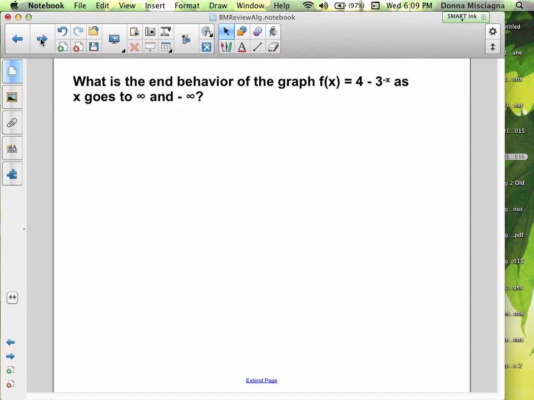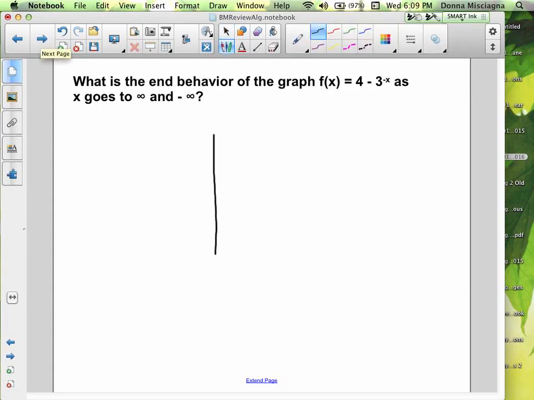All right, so what's the end behavior of the graph f of x equals 4 minus 3 to the negative x as x goes to infinity and negative infinity? All right, so let's do a little rough sketch of this. I should have put maybe a coordinate plane up here, and I didn't. But let's just get the basic shape, because we're just looking for the end behavior. Okay? So we have f of x equals 4 minus 3 to the negative x. Okay? So let's concentrate just on this part here first.